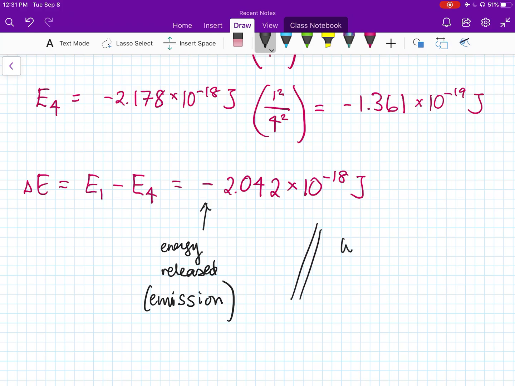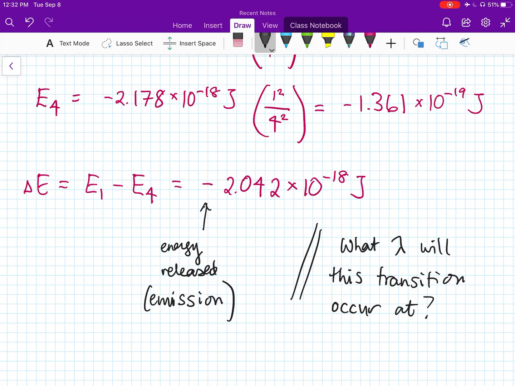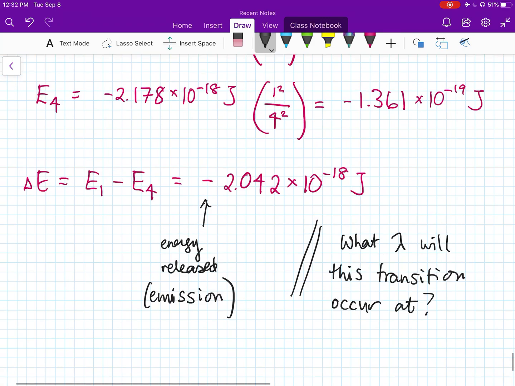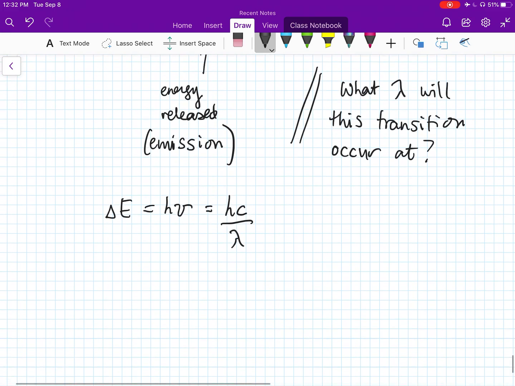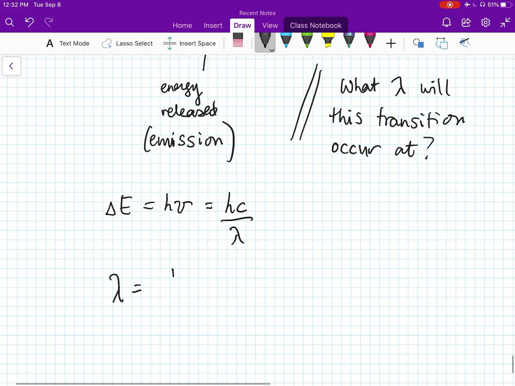Now, as a follow-up question, what wavelength will this transition occur at? If I have a detector, where is this going to occur? So you can always interconvert between energy and wavelength because of the relationship that delta E equals h nu, that's Max Planck. And of course, frequency and wavelength are related. So rearranging that, I can solve for wavelength. It's going to be equal to Planck's constant times the speed of light over delta E.